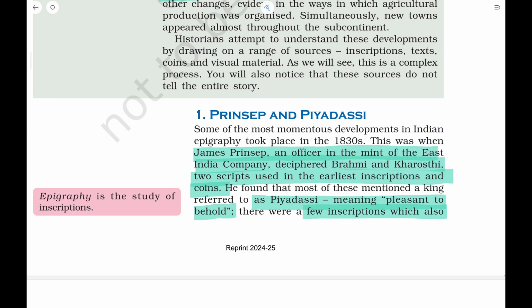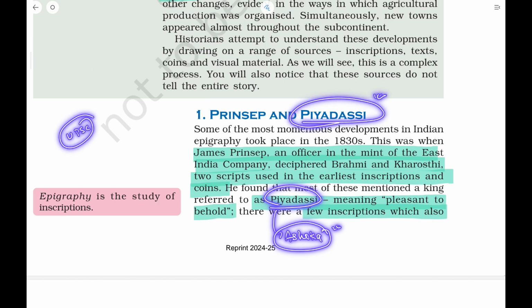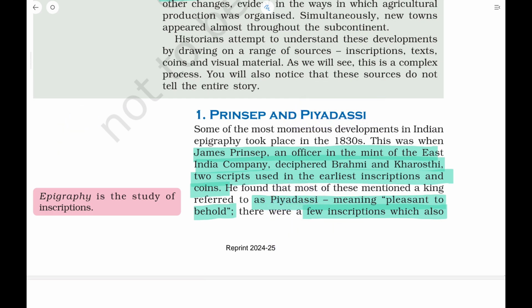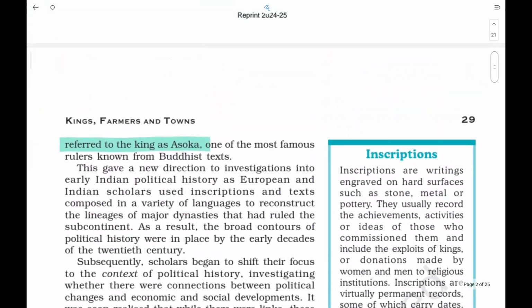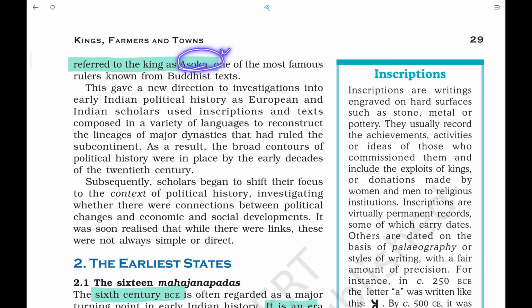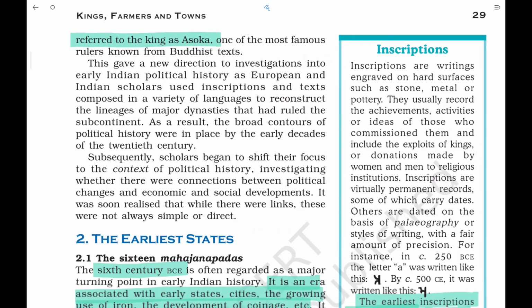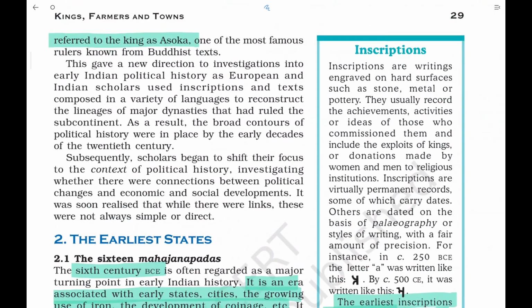Now, he found that most of these inscriptions mentioned a king referred to as Piyadasi, and this Piyadasi was used for Ashoka. This question has been asked in various state PSCs, and UPSC has also asked it: the word Piyadasi was used by which ruler? The name of the king is Ashoka. There were a few inscriptions which also referred to King Ashoka by name. So this inscription was totally about King Ashoka. Nothing else is important here.